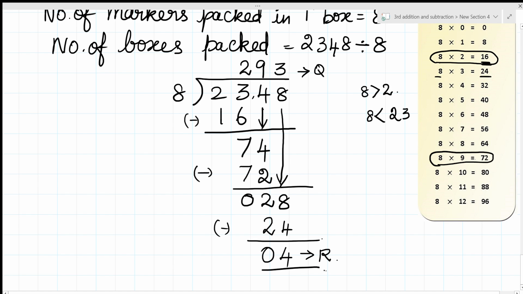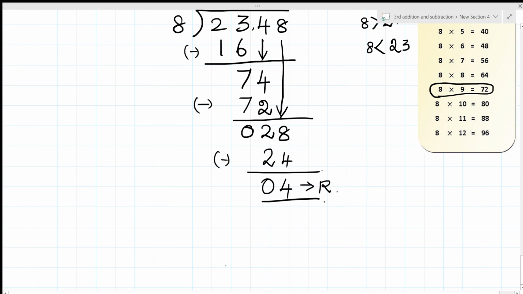We need to find two answers for this question. One is number of boxes packed and the other is number of markers left over. So quotient is the first answer and remainder is the second answer. Now let us write the answer. First one is number of boxes packed.